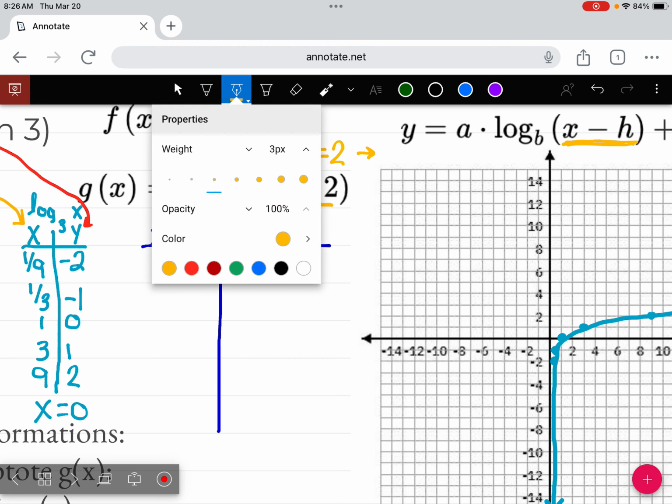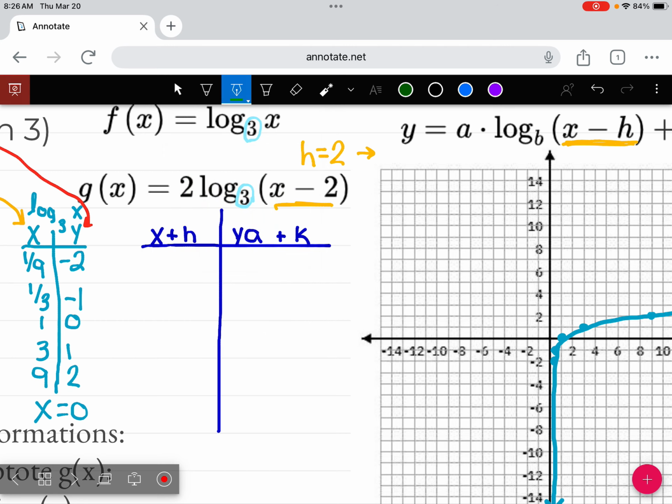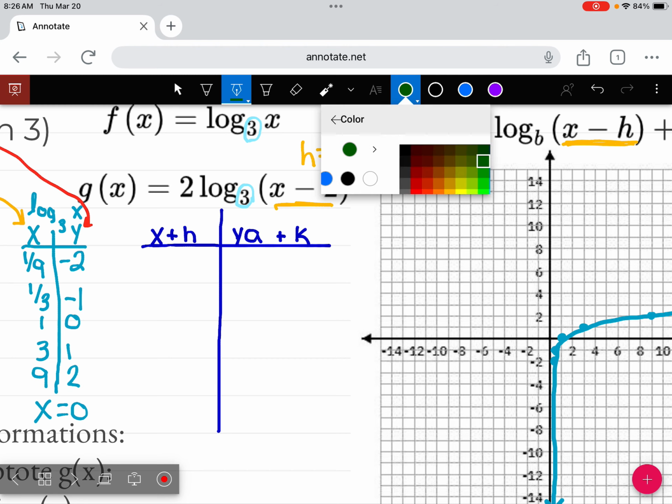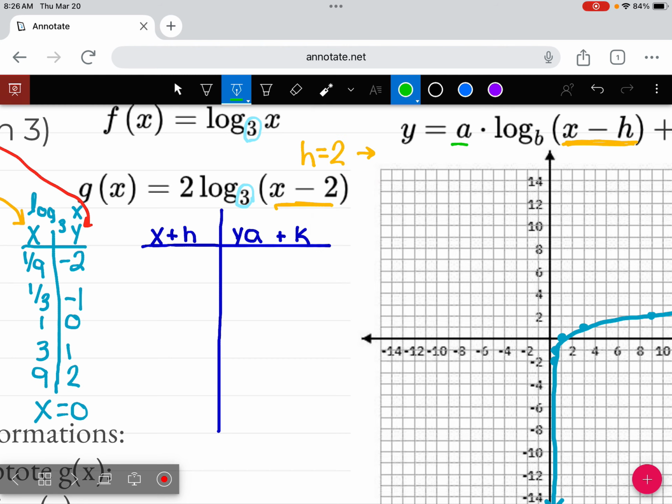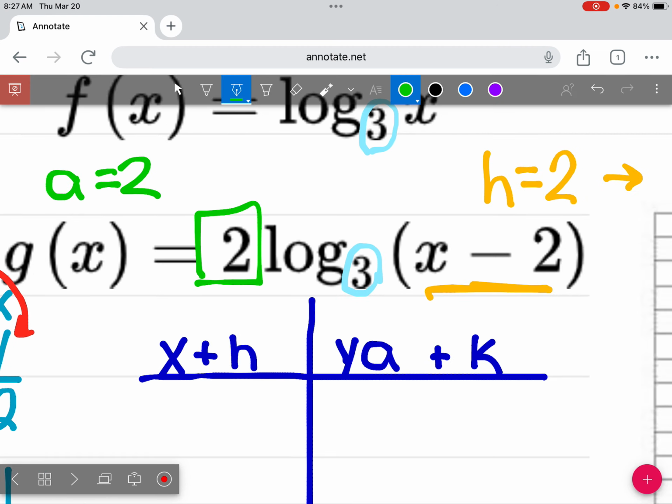What other piece do we have up here? The 3. Yeah, we have, no, not the 3. The 3 is our base. We've already used that guy. That's this guy here. This 2. Yeah, the one that's multiplied out in front. This guy is our A. What does that mean is going to happen? What does an A of 2 do? Stretch. Good. That's when it's going to get taller. It's a big kid, so it does big kid yoga, so it's going to get taller.